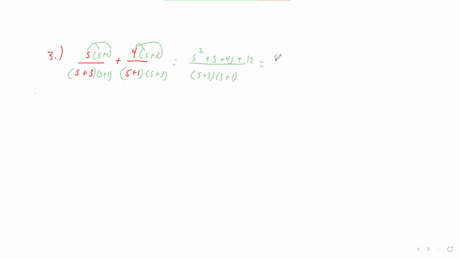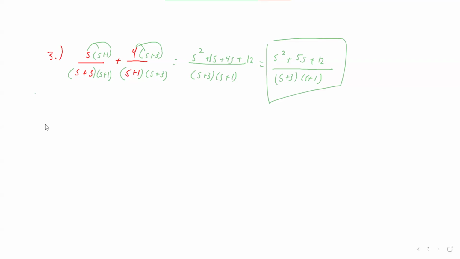Combine the middles there. So that's s squared plus 5s, because there's like an imaginary 1 here, plus 12 over s plus 3 and s plus 1. Again, check: two things that multiply to 12 but add up to 5. I can't think of anything. Yeah, 1 and 12, which is 13, 2 and 6, which is 8, 3 and 4, which is 7. So in this case, this would be my final answer.